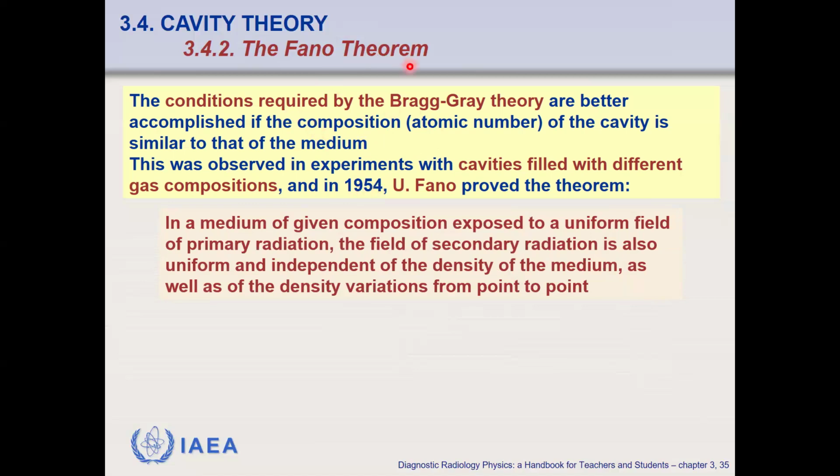The conditions required by the Bragg-Gray theory are better accomplished if the composition or atomic number of the cavity is similar to that of the medium. This was observed in experiments with cavities filled with different gas compositions. And in 1954, Fano proved the theorem. What does the theorem say? In a medium of given composition exposed to a uniform field of primary radiation, the field of secondary radiation is also uniform and independent of the density of the medium as well as of the density variations from point to point.